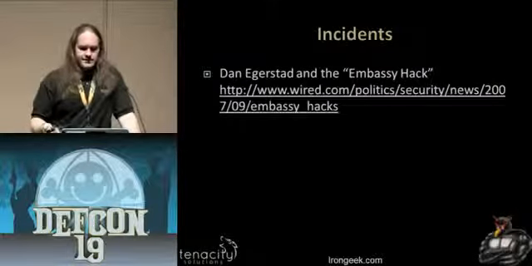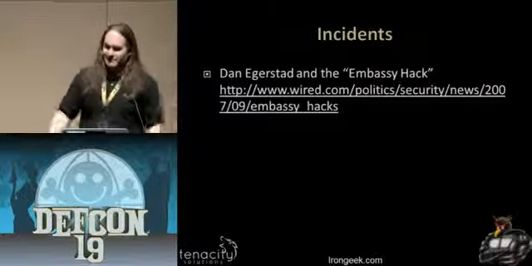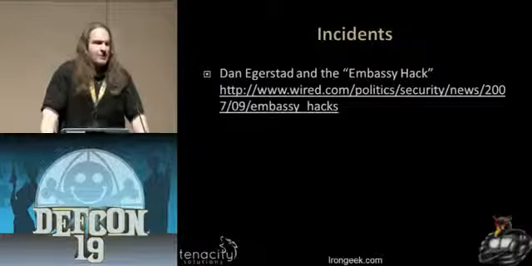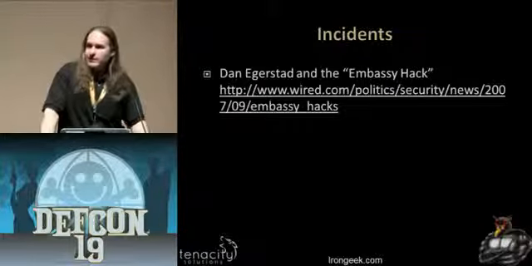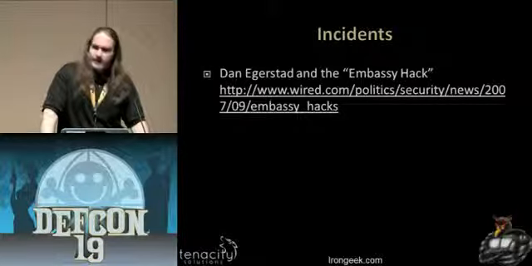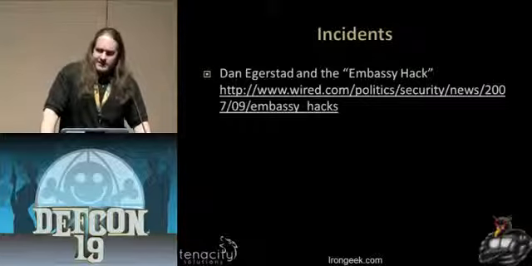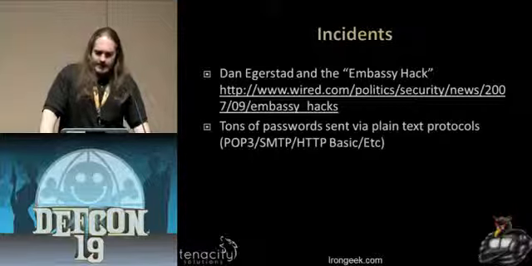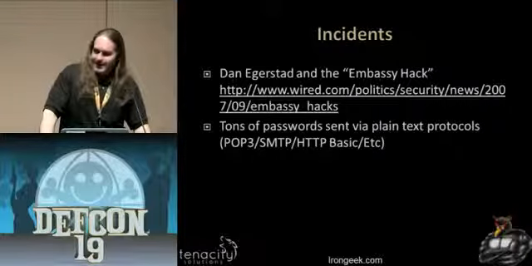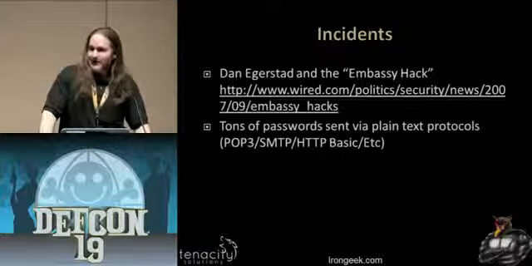A few instances: Dan Egerstad, the whole embassy hack, as it was called back in 2007. Essentially, a bunch of workers at embassies were using Tor to tunnel out of the host country so they could do things anonymously. Unfortunately, the things they were doing didn't lend themselves to being particularly anonymous. Yeah, the host country may not have been able to directly spy on the communications, but when you're using POP3, SMTP, HTTP basic authentication, and other plaintext protocols, the person sitting there on that exit point can sniff it.